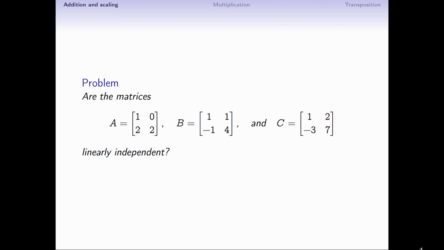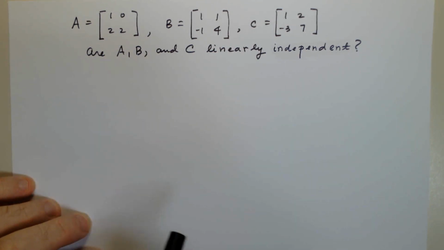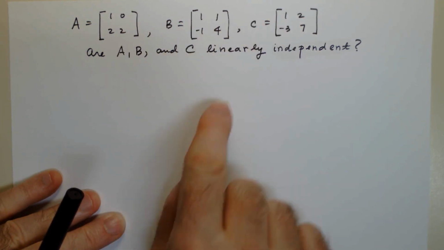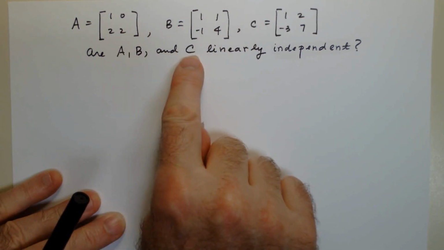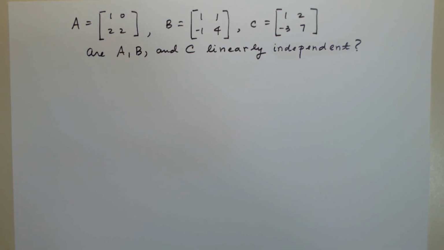Well, let's continue with this theme. Are the matrices A, B, and C listed here linearly independent? So join me at the document camera and we'll explore the independence of these matrices A, B, and C. All right, welcome to the document camera. The problem before us is to test whether or not this collection of matrices A, B, and C are linearly independent. And we know in principle what to do.